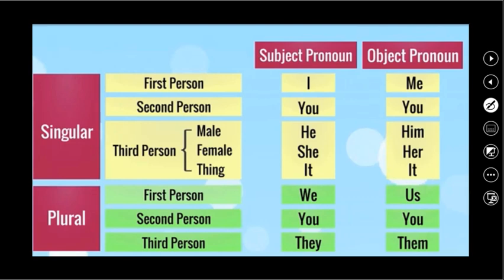This is a summary of what we did earlier. I've shown you the first person singular, second and third singular person. First person singular is I as a subject, me as object. Second person singular, you. Third person singular can be male, female, or thing: he, she, it, changed to him, her. This is all about converting subject pronoun to object pronoun.